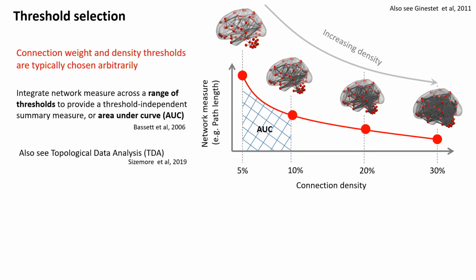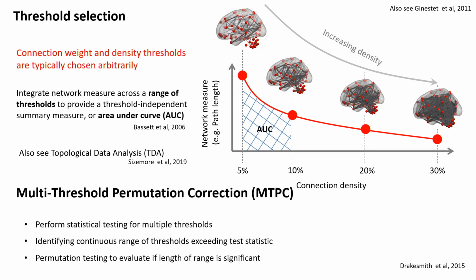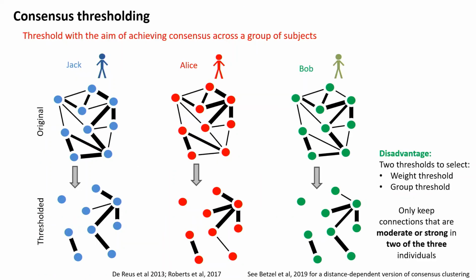This also relates to a method called topological data analysis. Have a look at the work by Sizemore and colleagues for details. I won't have time to present that here. There's also an approach called multi-threshold permutation correction, which in a similar way enables us to consider a range of connection densities and casts the problem in a statistical framework. I won't have time to go into the details here, but check out the paper by Drakesmith for further details.